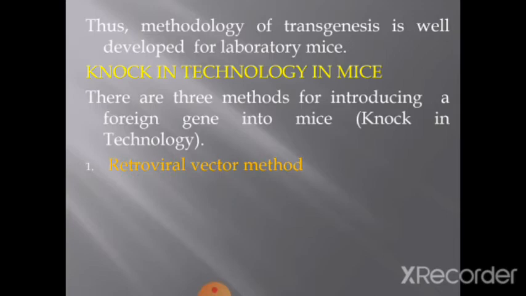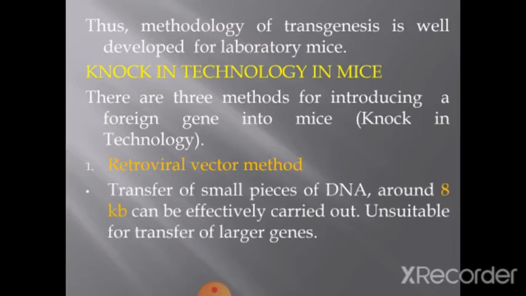There are three methods for introducing a foreign gene into the mouse, and this is called knock-in technology. The first method is the retroviral method. Here you will make use of retroviral vectors. Retroviruses are a group of viruses which have been exploited to design vectors for rDNA technology experiments. So these retroviral vectors can be used to produce transgenic mice by knock-in technology.